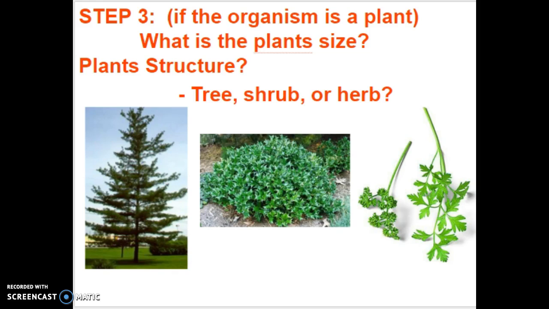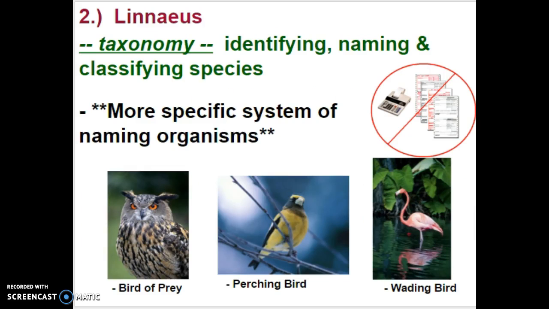was good enough. And Aristotle's classification scheme literally lasted for many hundreds of years before this guy came along, Carl Linnaeus. He developed the science of taxonomy, which is the science of identifying, naming, and then classifying species. It is not the science of doing your taxes.